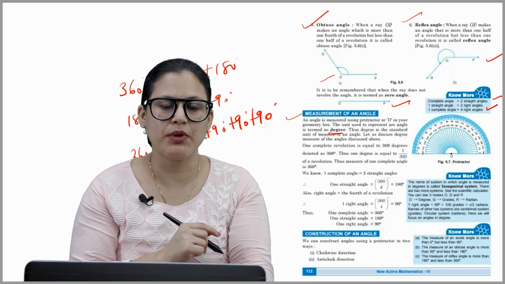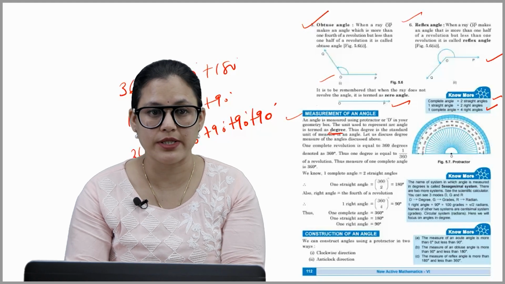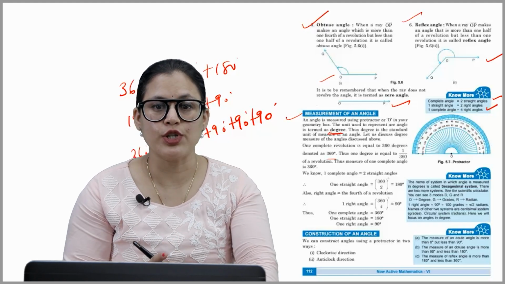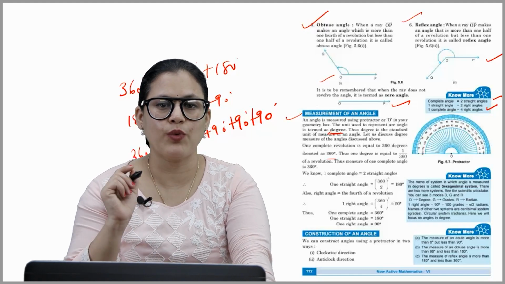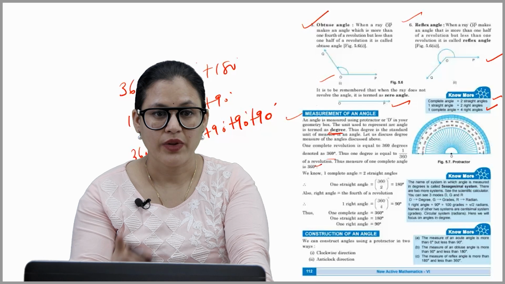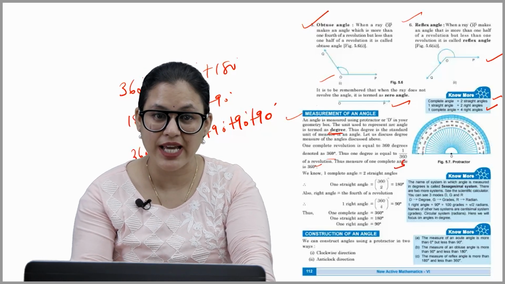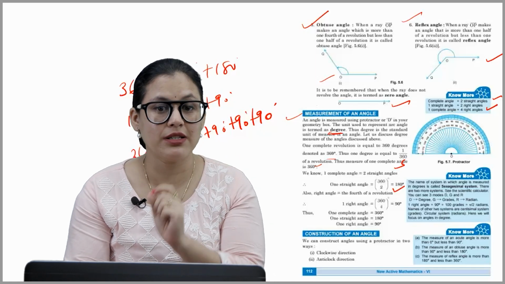Let us discuss degree measure of the angles discussed above. One complete revolution is equal to 360 degrees, denoted as this. Thus, 1 degree is equal to 1 by 360 of a revolution. Thus, measure of one complete angle is 360 degree. We know one complete angle is equal to 2 straight angles. So, one straight angle means 360 divided by 2, that is 180 degree.